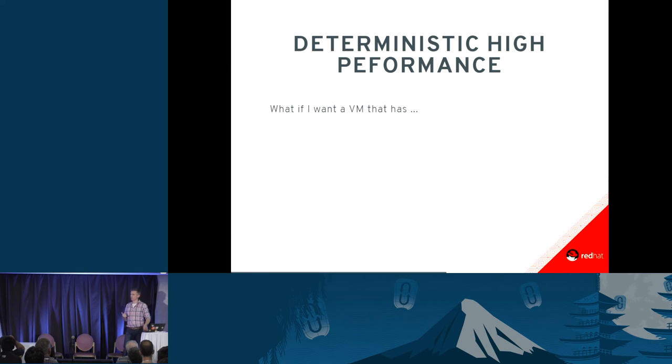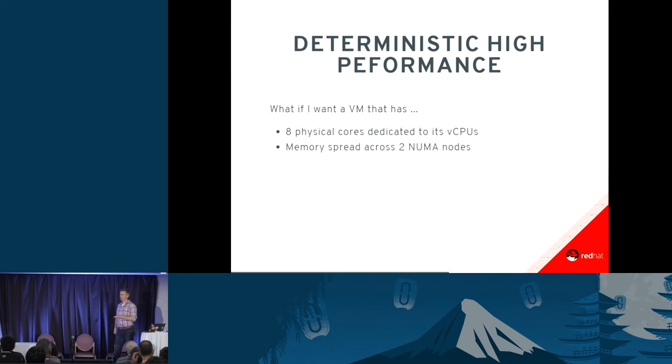So you want a virtual machine, maybe, that has 8 physical cores dedicated to its virtual CPUs. So it's a virtual machine with 8 virtual CPUs, but underneath the hood, it actually has 8 dedicated CPU cores for that virtual machine. It also has memory that's spread across 2 NUMA nodes.